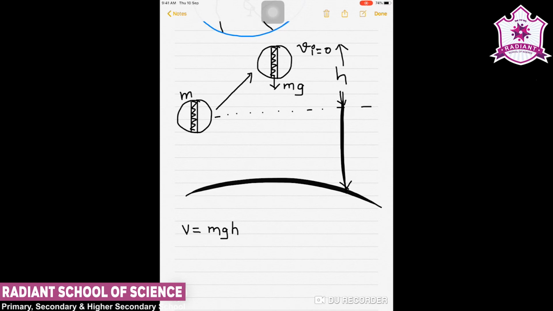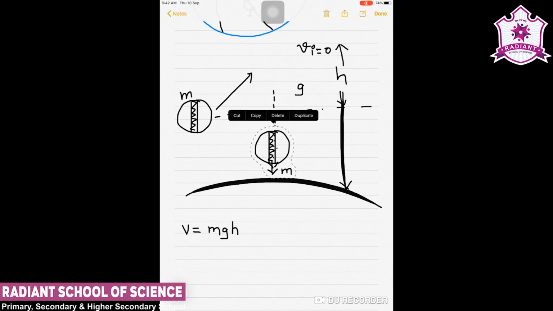Now what we will do is release this ball from here, and the ball moves towards the ground. So let us consider that we release this ball from here, and it starts moving from here to here.